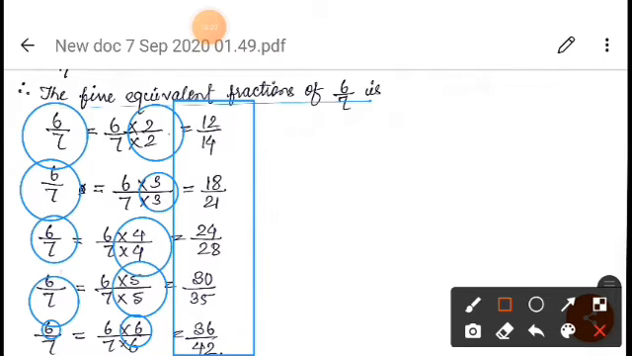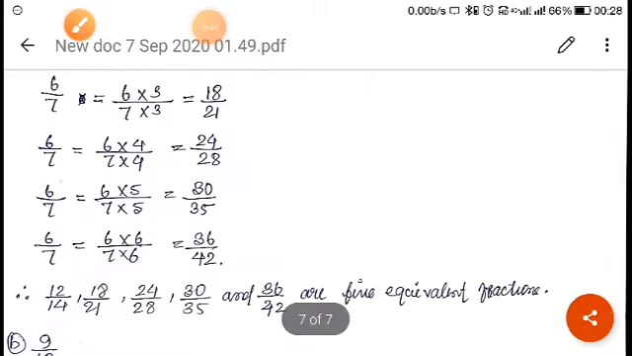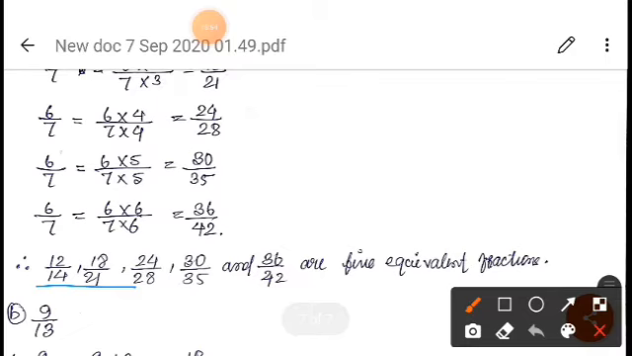6 into 2 is 12, 7 into 2 is 14, 6 into 3 is 18, 7 into 3 is 21, 6 into 4 is 24, 7 into 4 is 28, 6 into 5 is 30, 7 into 5 is 35 and 6 into 6 is 36 and 7 into 6 is 42. So these are the 5 equivalent fractions which we have got here. I hope you have understood how to find this. At the last, we will write that these are the 5 equivalent fractions.